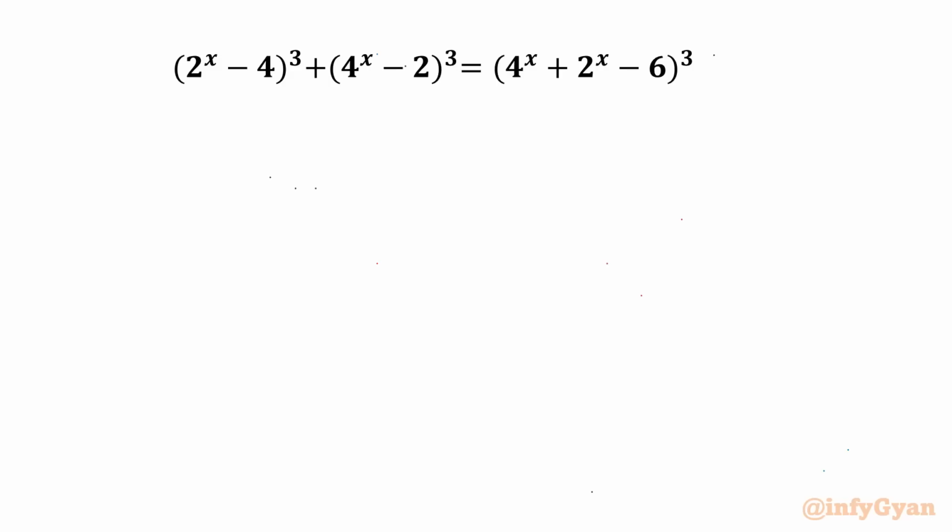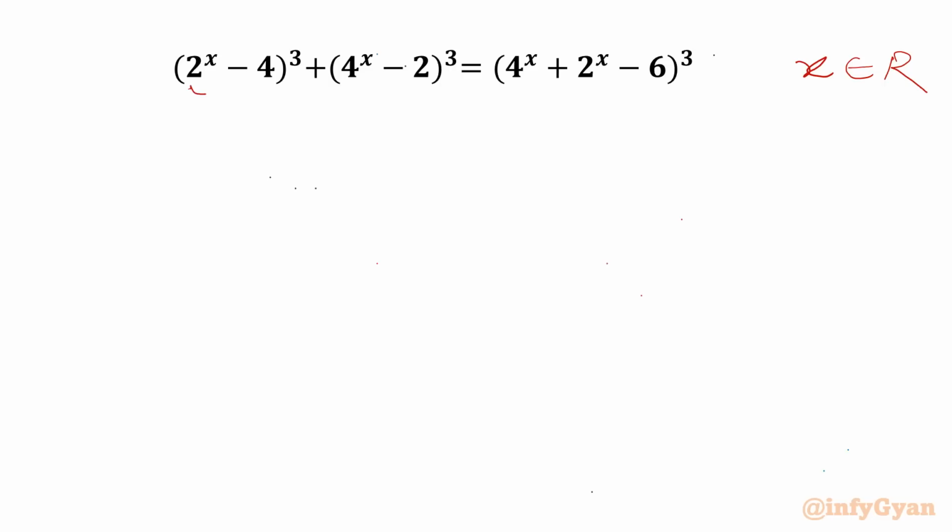In this video, we have one very interesting exponential equation: (2^x − 4)^3 + (4^x − 2)^3 = (4^x + 2^x − 6)^3. And we are going to calculate real solutions.